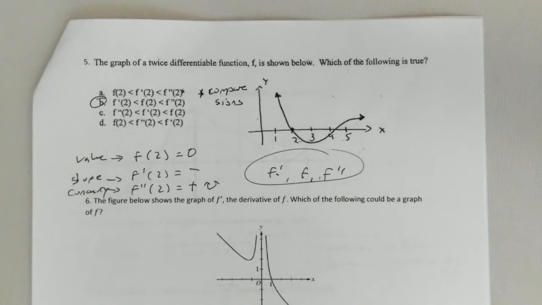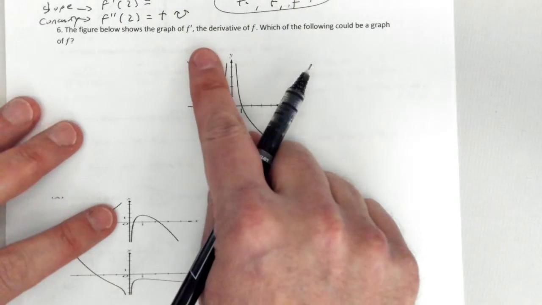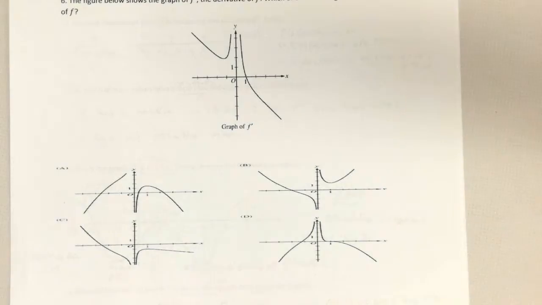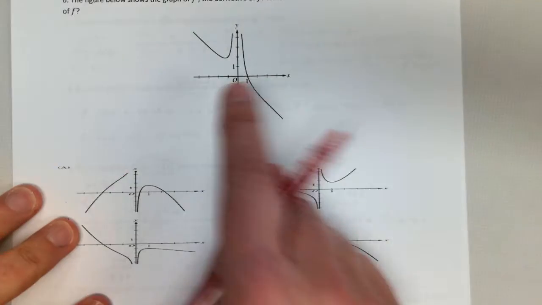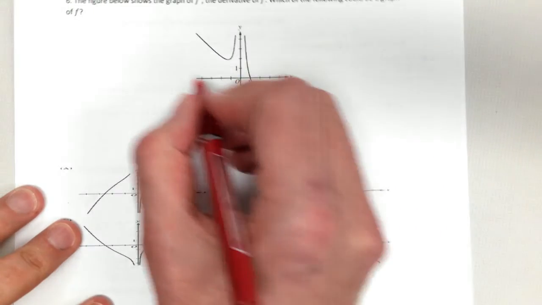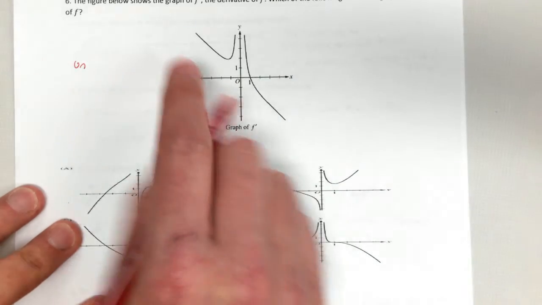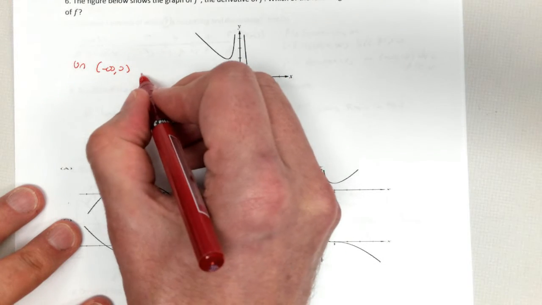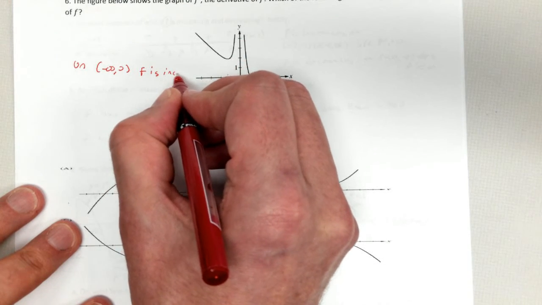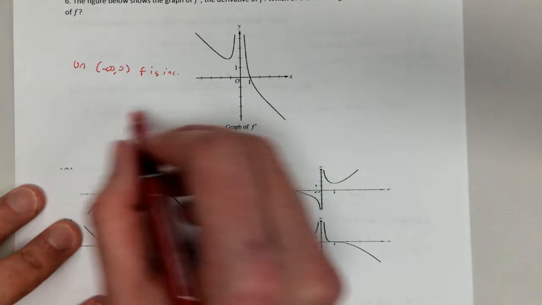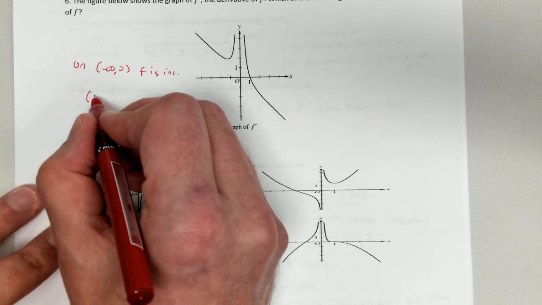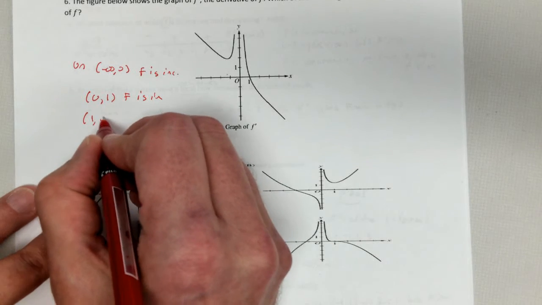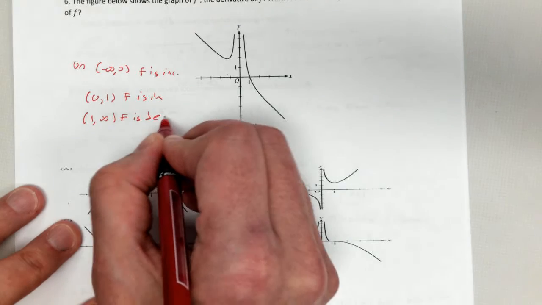And then on our last one, let's take a look here. This is the graph of the derivative. Which of the following could be the function itself? So there's a couple of ways I can do something like this. Obviously, option 1, I can look here. If this is the graph of the derivative, this is saying on the domain, negative infinity to 0, I know the function is increasing. F is increasing because the slope is always positive. On 0 to 1, f is also increasing. And on 1 to infinity, I can say f is decreasing.